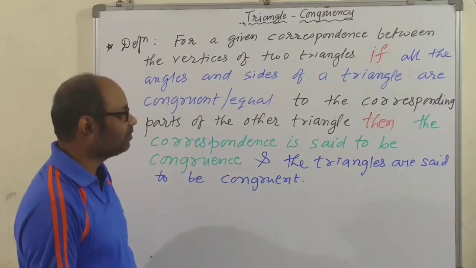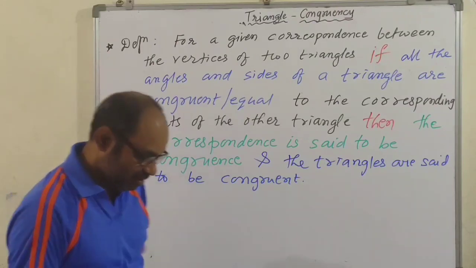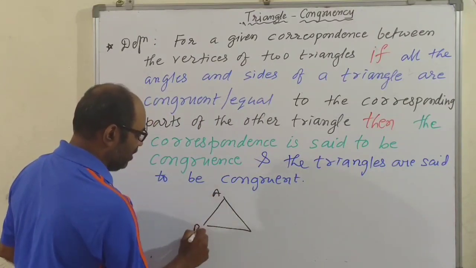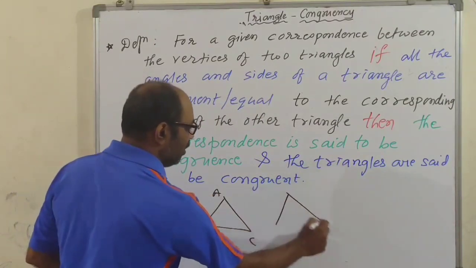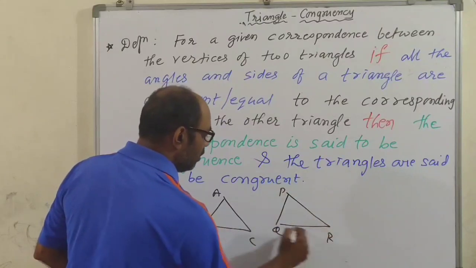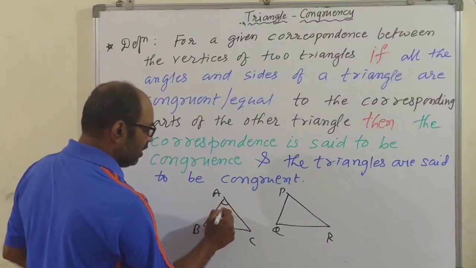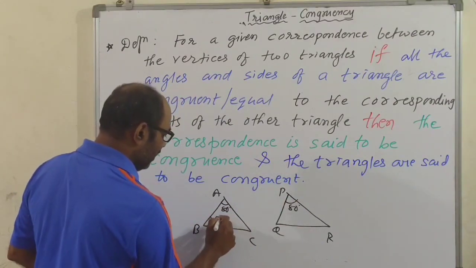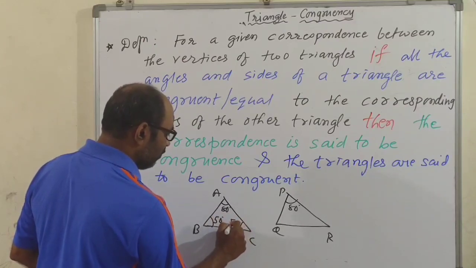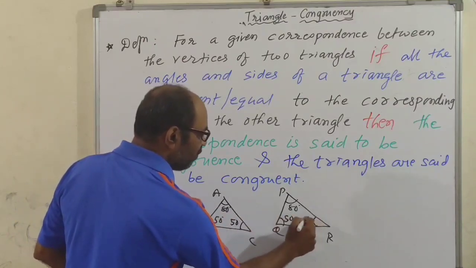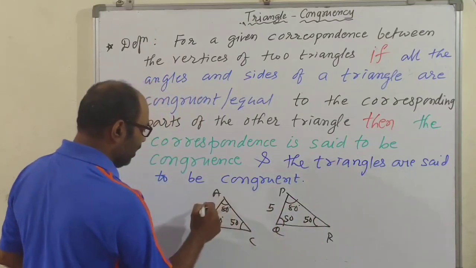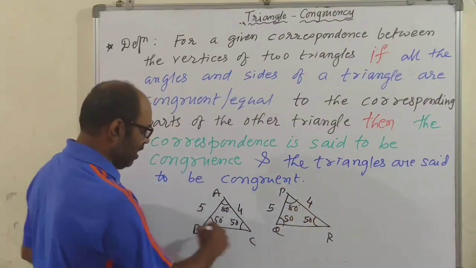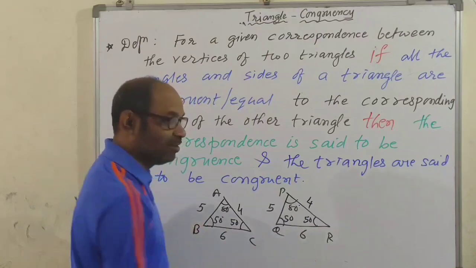Alright? Okay? Fine. We saw one example, if you remember. Let's say this is triangle ABC. Here's triangle PQR. The measure of angle is, let's say, 80 degree. This is also 80 degree. This is 50 degree. This is also 50 degree. PQ is 5 centimeter. AB is also 5 centimeter. AC is 4 centimeter, PR is also 4 centimeter, and BC is 6 centimeter, QR is also 6 centimeter.